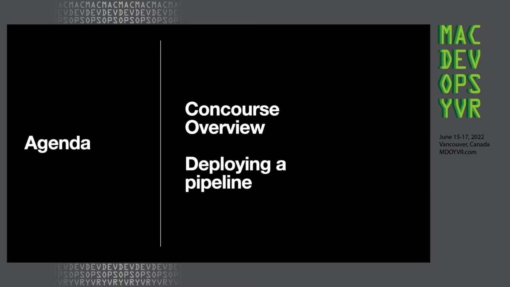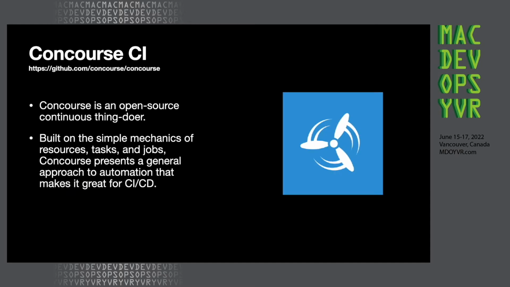So today, we will be going over what Concourse is, the components that make it up, the architecture, how to deploy a pipeline, why we chose to use it, and then how you can use it to manage Autopkg. So Concourse is an open source continuous thing doer. It is a great tool for running CI/CD pipelines, and it is made up of three basic components: resources, tasks, and jobs.